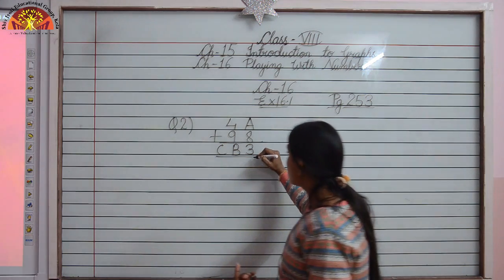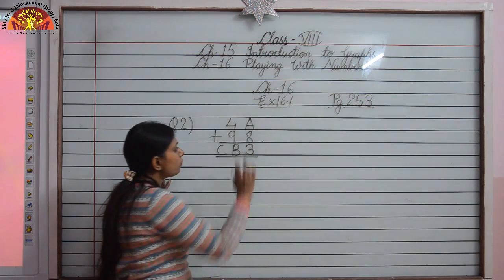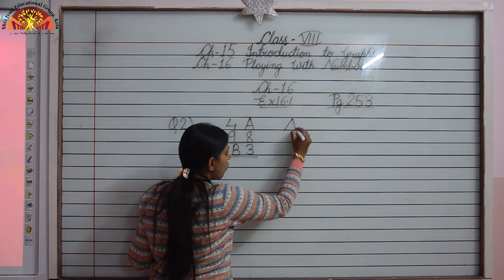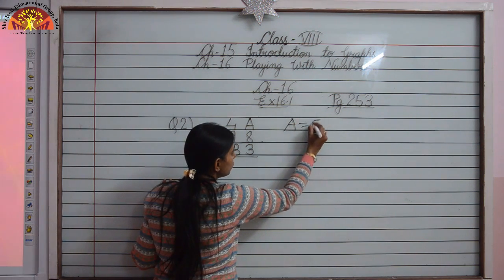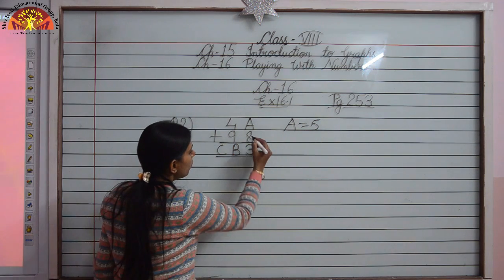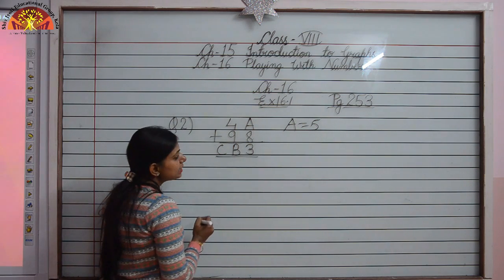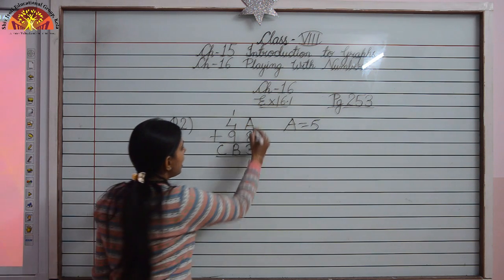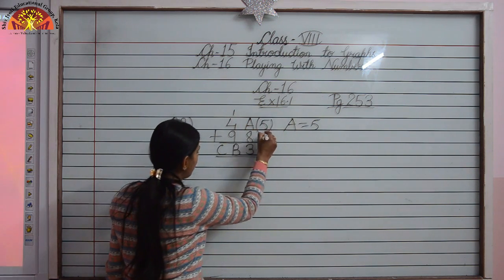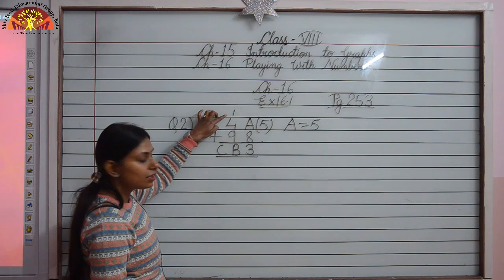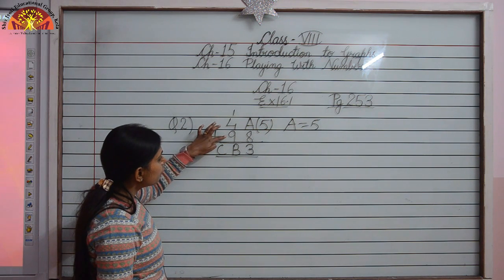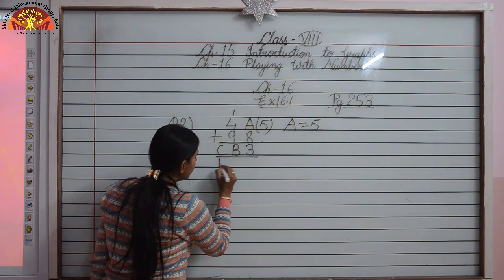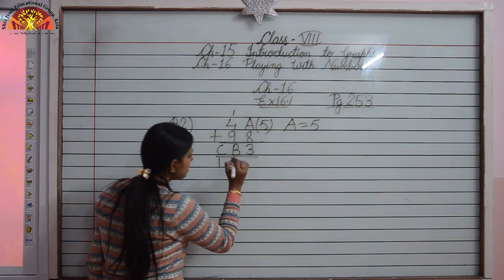Is it clear? So I am taking the value of A as 5. I am taking value of A is equal to 5. So 8 plus 5 it is 13. Then here it is carry. I am taking A as 5. So 4 plus 1 is 5 and 5 plus 9 it is 14. So value of C is 1 and B is 4.